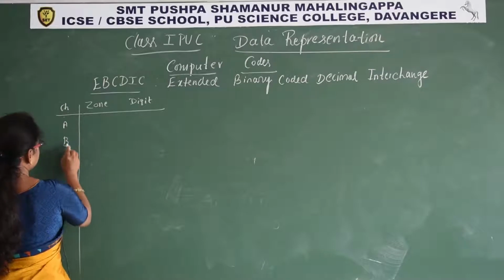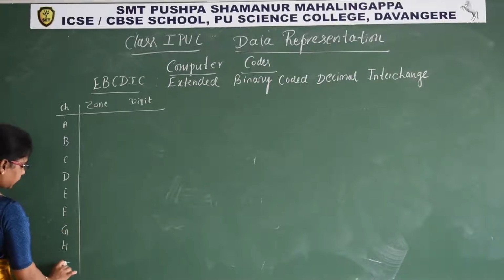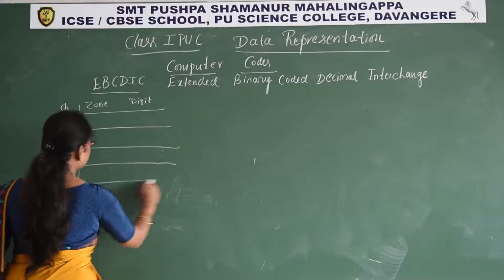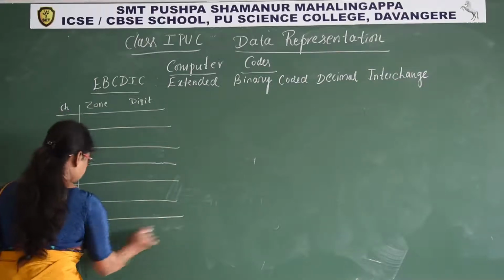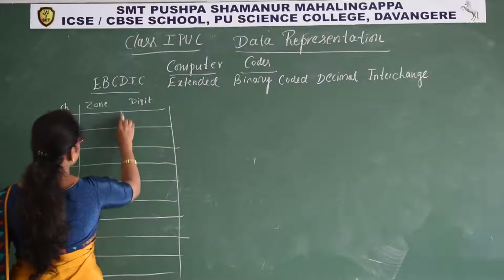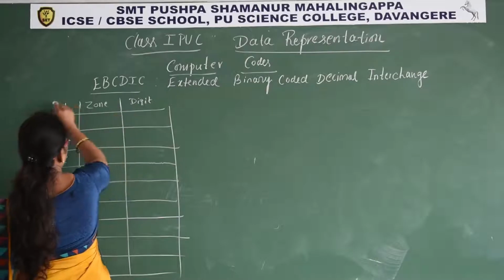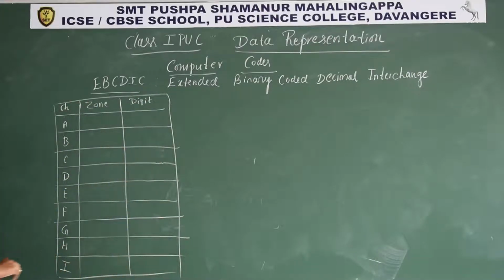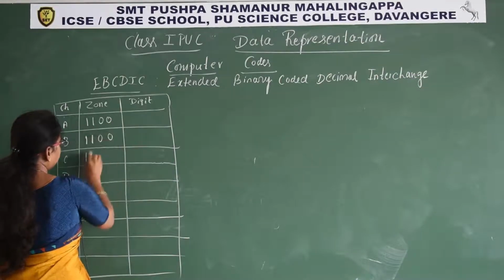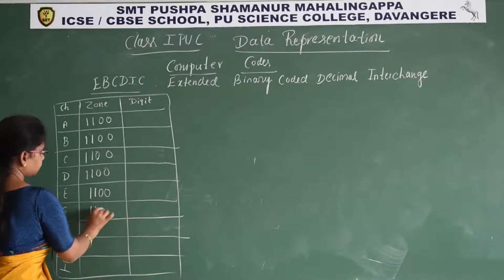A, B, C, D, E, F, G, H, I. 9 characters I have taken. To remember easily, we shall make groups of 9 characters. Now, zone bit starts from 12. How to write 12 in 4 bits? 8, 4, 2, 1: 1100. The zone bit is common for these 9 characters: 1100.